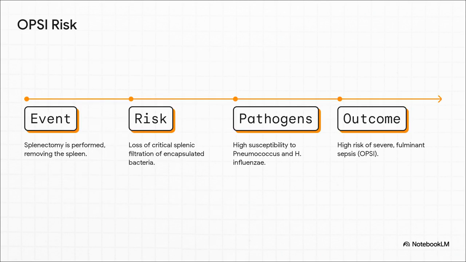Here's a really important prevention point. Patients without a spleen. You have to remember, the spleen is like the body's bouncer. It's brilliant at filtering out encapsulated bacteria, like pneumococcus and H. influenzae. Take that filter away, and those bacteria can run wild. It leads to something called OPSI, overwhelming post-splenectomy infection. It's an incredibly rapid, fulminant sepsis that carries a shockingly high mortality rate. So, any patient with a history of splenectomy who comes in sick, your alarm bells should be ringing.